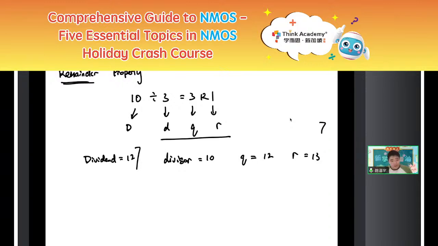Can I replace my 7 with 13? So you do the same. Why? Why cannot? Very good. 13 is greater than 12. So the remainder cannot be greater than what? The remainder must be smaller than the divisor, right? Must be smaller than the divisor, 10.